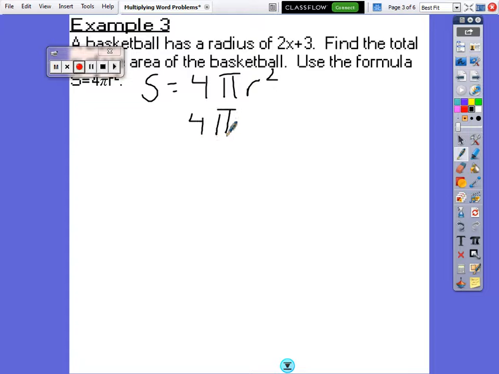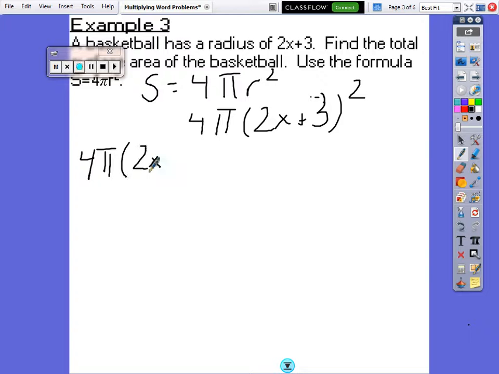So I have 4 pi. My radius is 2x plus 3, so I'm plugging that in for r. Remember, when we plug something in, we put it in parentheses. And then it's squared. In order to do this, I have to square my 2x plus 3. You cannot distribute your 2 because you have a binomial here. So you have to write 2x plus 3 twice. So I'm going to have 4 pi times 2x plus 3 times 2x plus 3.